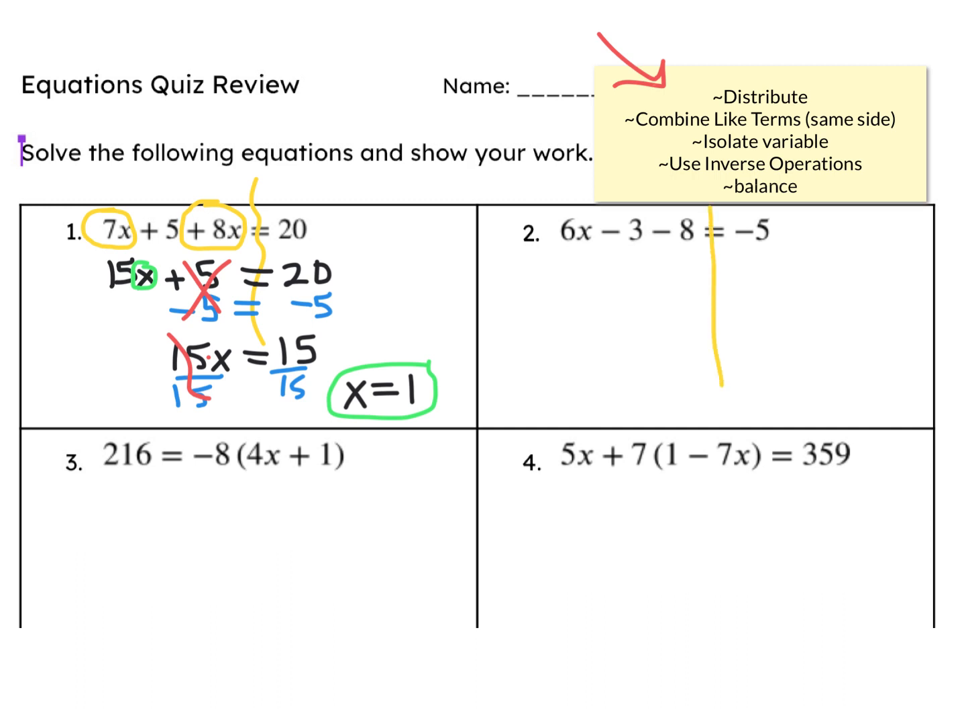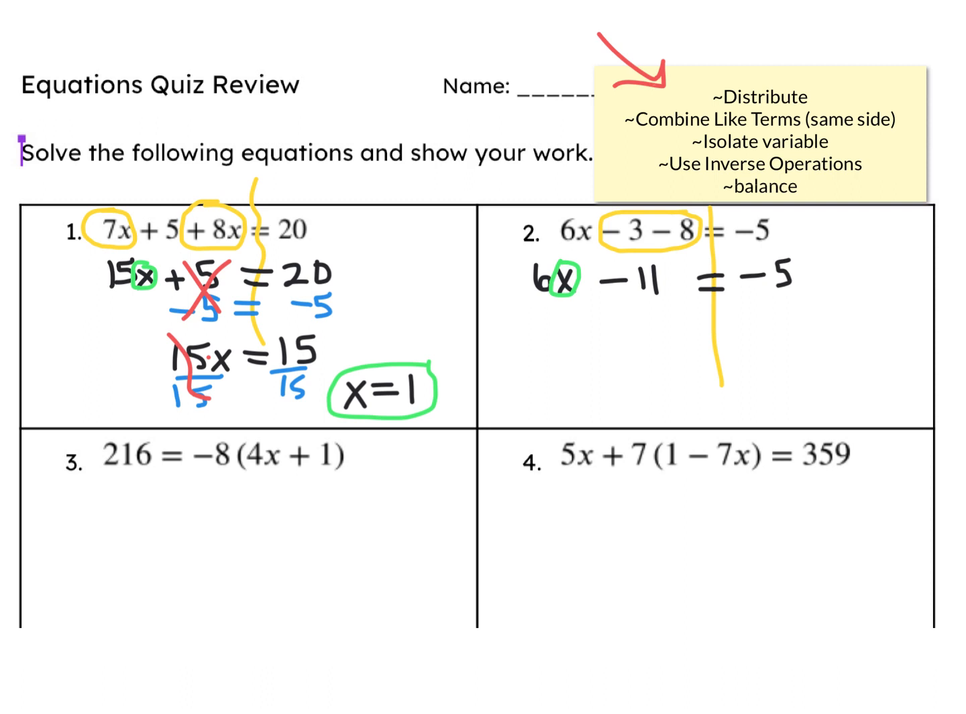Okay, no distributive property because I do not see any parentheses. So our next step is to combine like terms that are on the same side. I see some right here: -3 minus 8. Be careful here with your negatives, because -3 minus 8 equals -11. So I bring everything else down. Next, we're going to isolate the variable. Here it is, it's x.